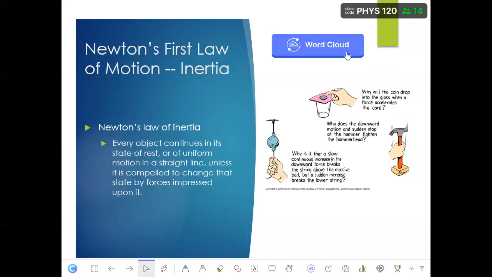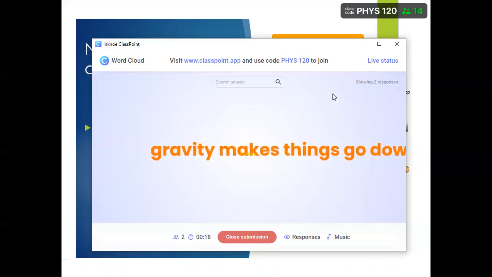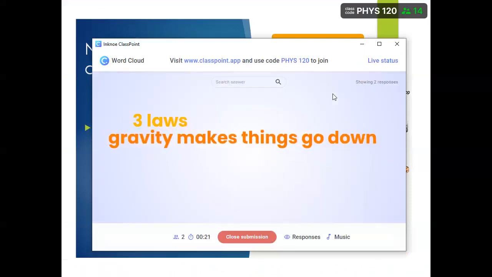Okay, if everyone is in the class, I would like you to write down whatever you know about Newton's law. Have you heard anything about Newton's law? Just write down anything. You can put up to 5 responses.